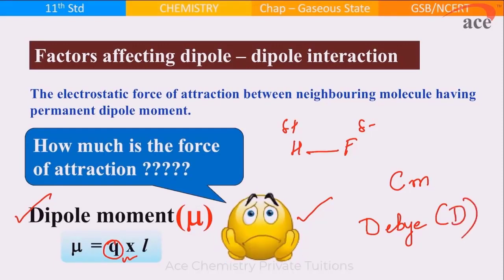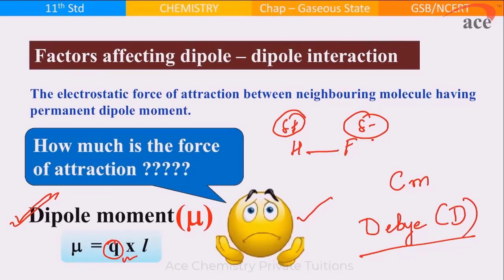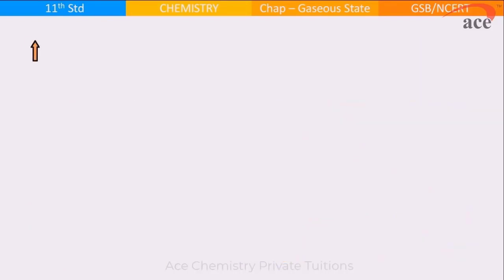Debye. I repeat, how much is the polarity? How much the force of attraction will be between the two molecules depends on these charges, and this will ultimately be calculated by the formula mu, which is charge into distance, and the unit of dipole moment is Debye, that is capital D, which is also coulomb into distance. Okay, next.